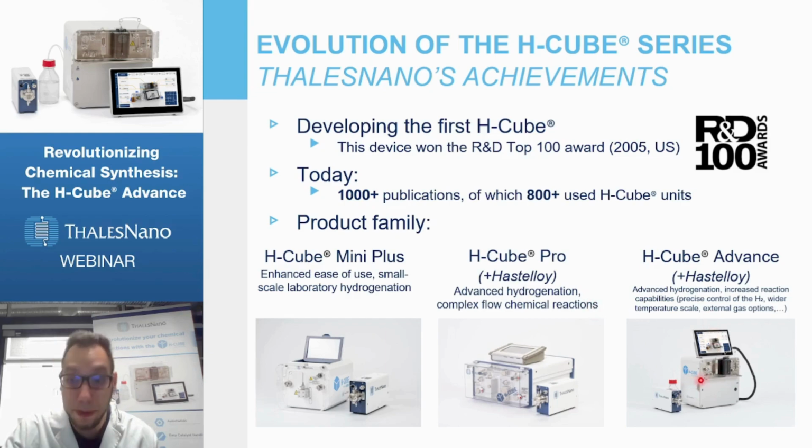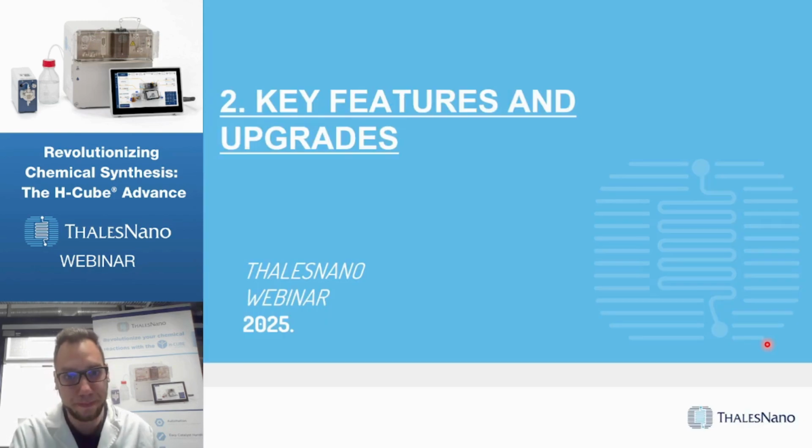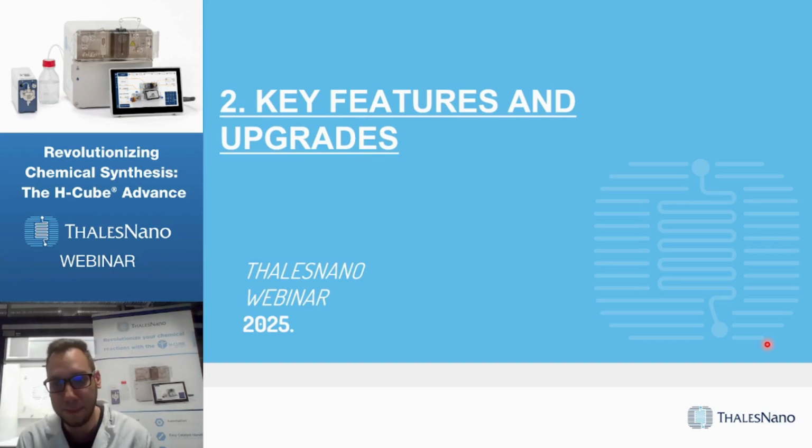And then we have the H-Cube Advance, which is, of course, today's webinar topic. It has a few improvements compared to the H-Cube Pro, which we will have a look at in detail right now. So let's jump into the second part of today's webinar, which is going to be the demonstration of the H-Cube Advance itself. We will have a look at all of the parameters and all of the capabilities that the Pro already had. We'll give you a brief recap on those as well, but then the focus is going to shift towards what's new compared to the H-Cube Pro.